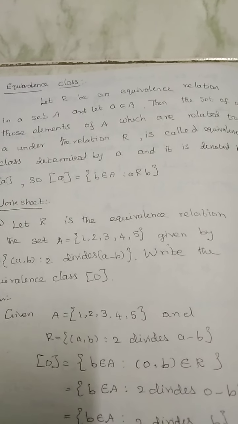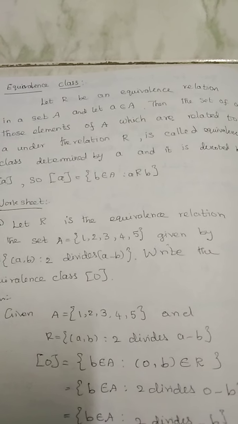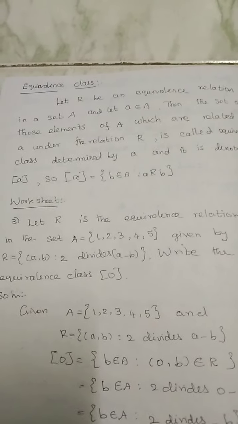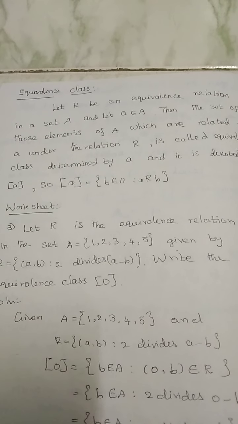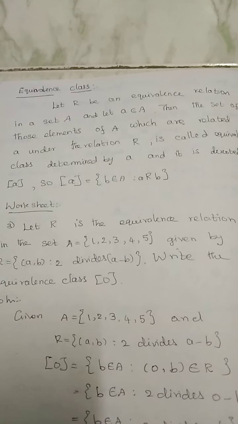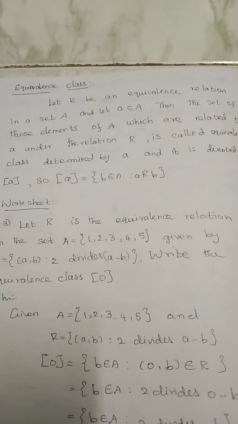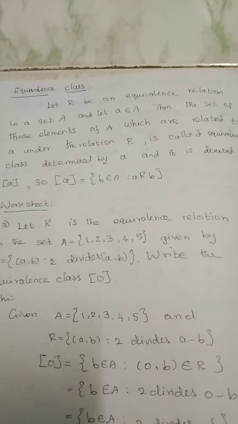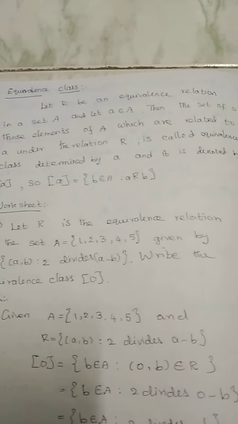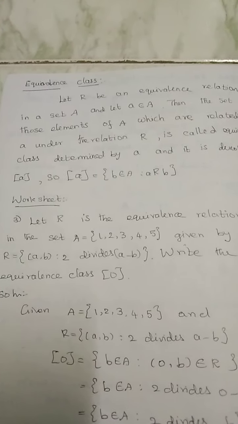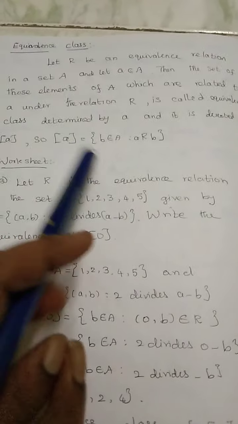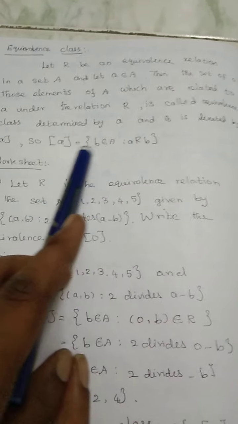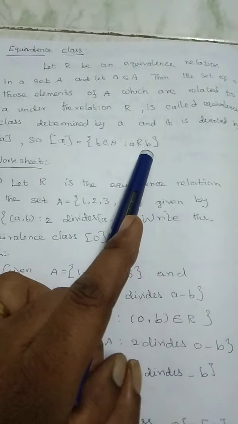Then the set of all elements of capital A which are related to small a under the relation R is called the equivalence class determined by a, and it is denoted by equivalence class of a. So equivalence class of a equals b belongs to A such that a is related to b. Listen here. Equivalence class of a equals b belongs to A such that a related to b.